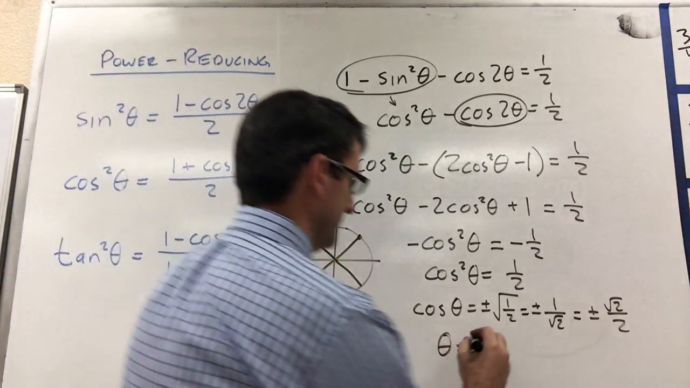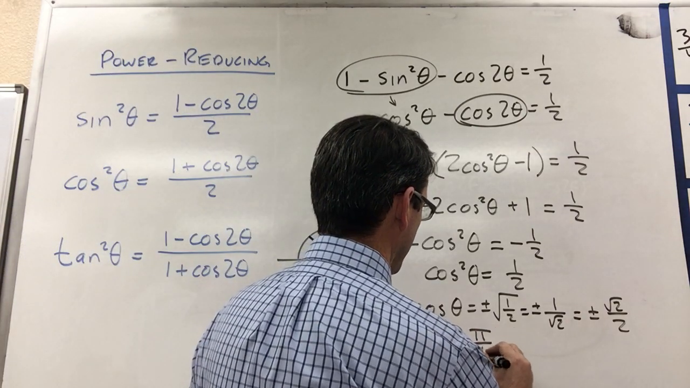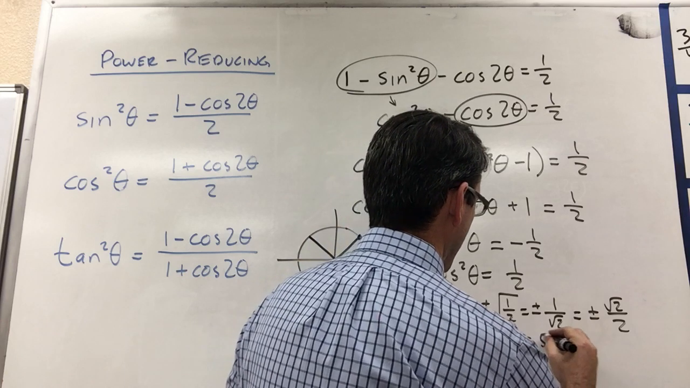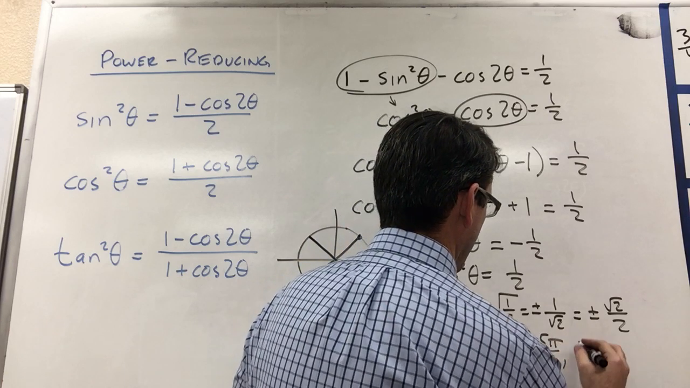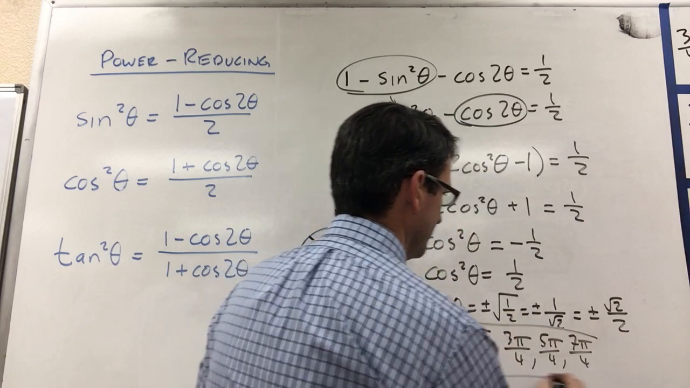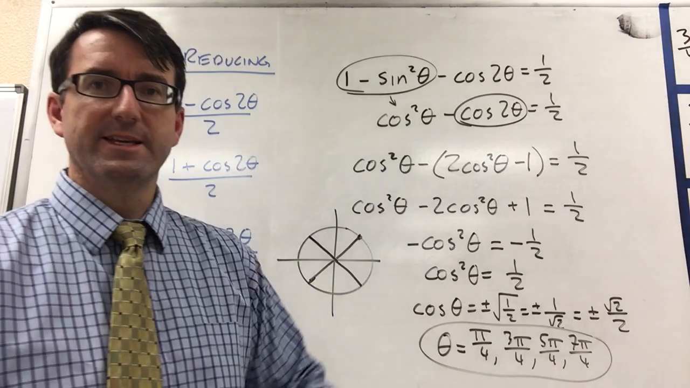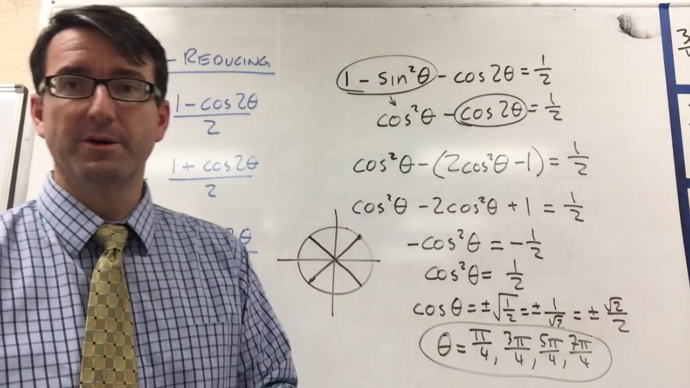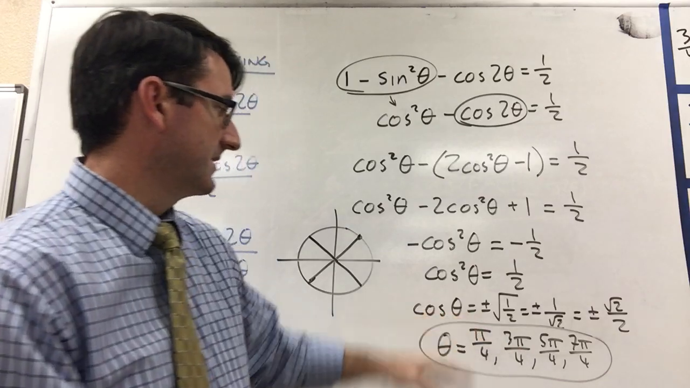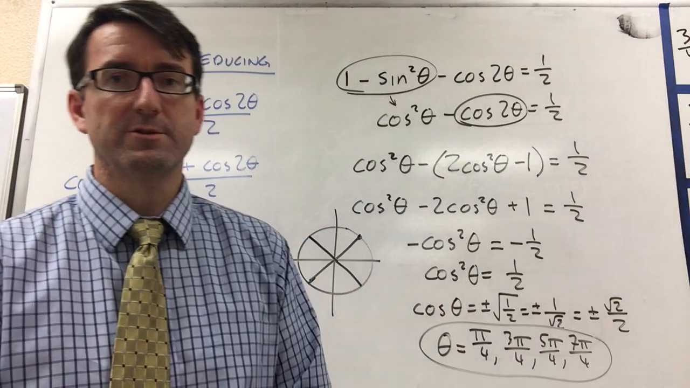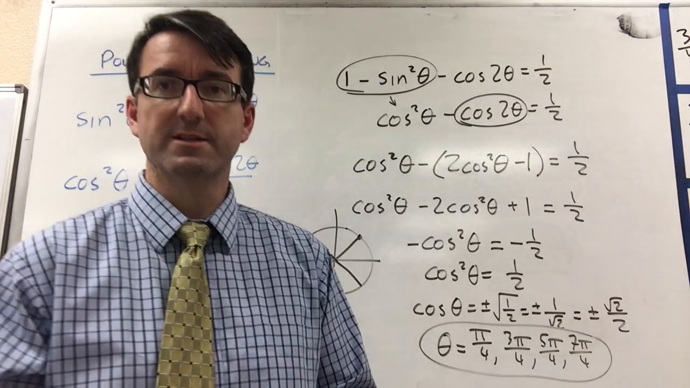So at all of those, pi over 4, 3 pi over 4, 5 pi over 4, and 7 pi over 4, those are all of the values between 0 and 2 pi that are going to give us a cosine equal to plus or minus square root of 2 over 2. So that's going to be our answer.